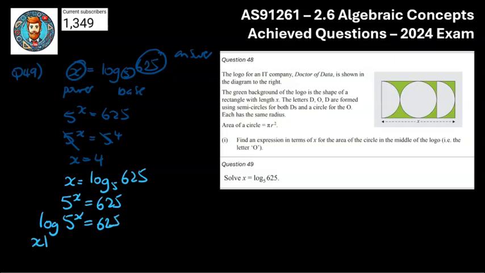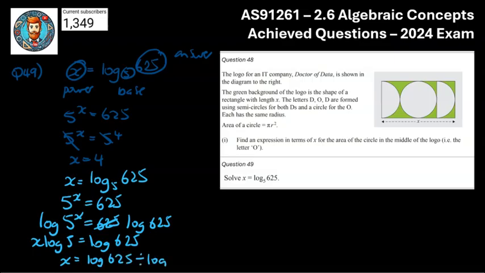And then we've got x log 5. Sorry, that there was meant to be log 625, wasn't it? So we've got log 625. And then from there, we can move the log over to the other side as division, because that's times log 5. So we're going to go x is equal to log 625 divided by log 5. And when you put that into your calculator, you're going to get the same answer of 4. So both are going to get you the full marks to that question.